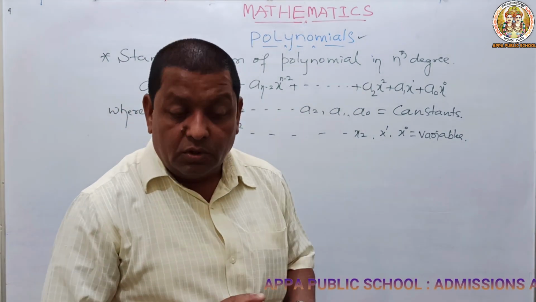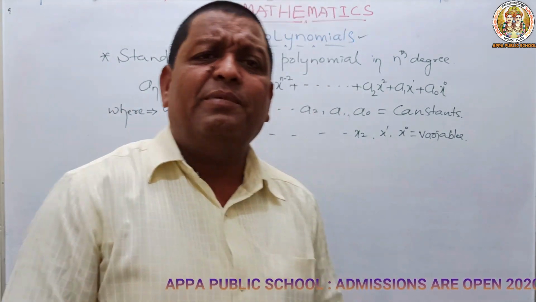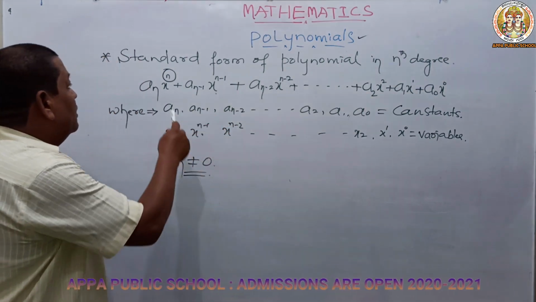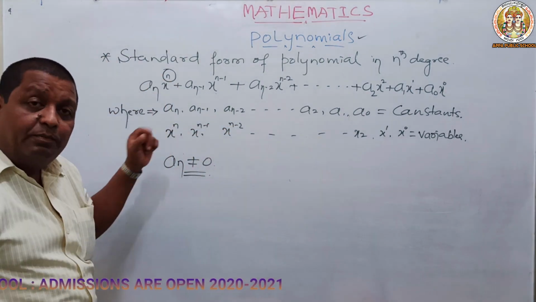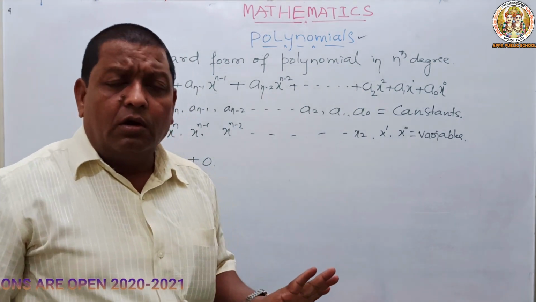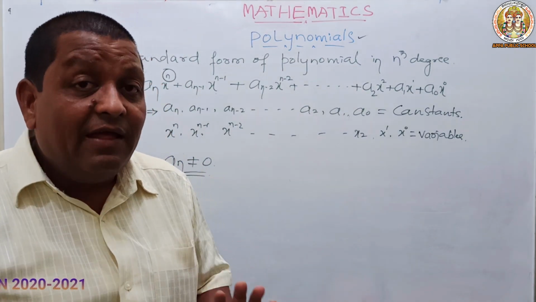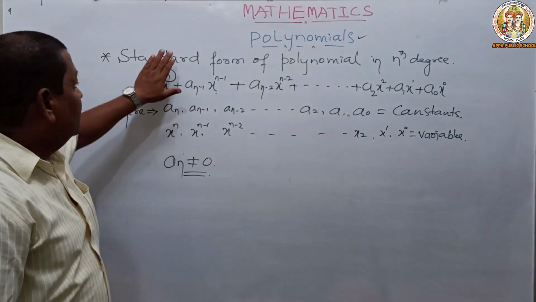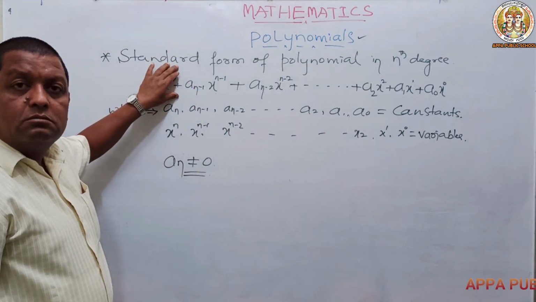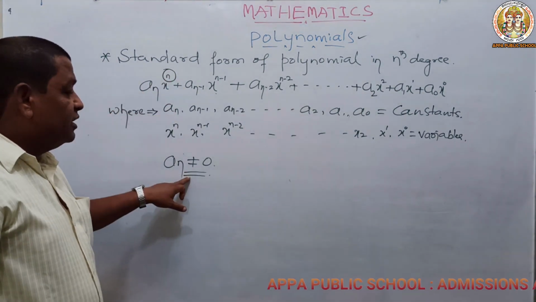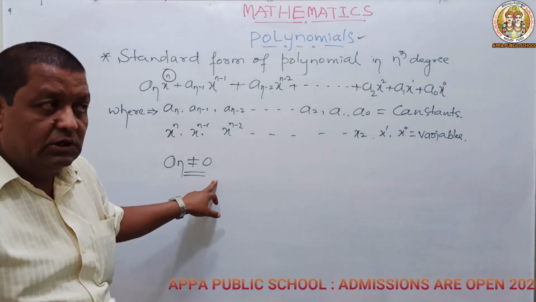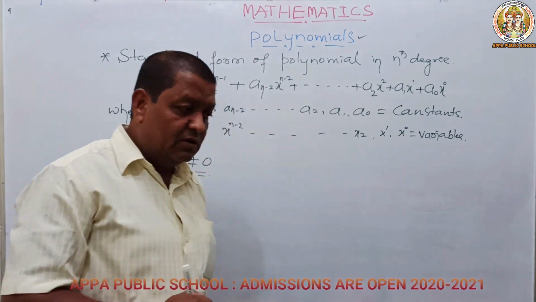An is not equal to 0. If an becomes 0, this part becomes 0. When this part becomes 0, it is not a polynomial of nth degree. So that's why what is the condition? An must not be equal to 0. So that is the condition.